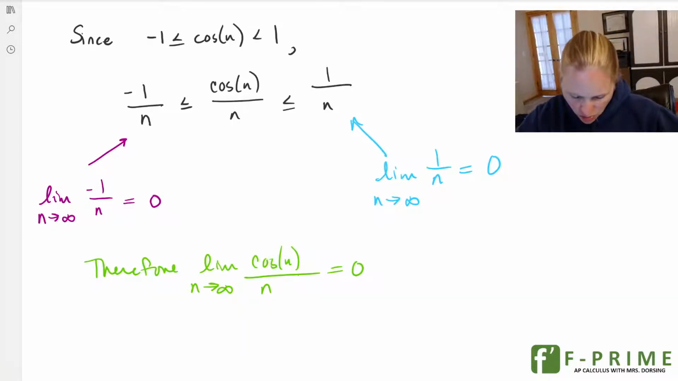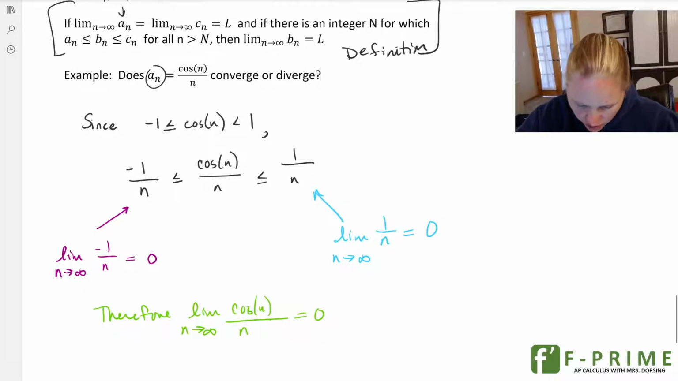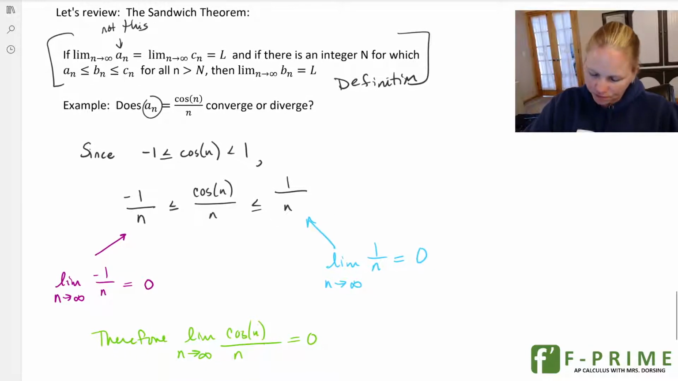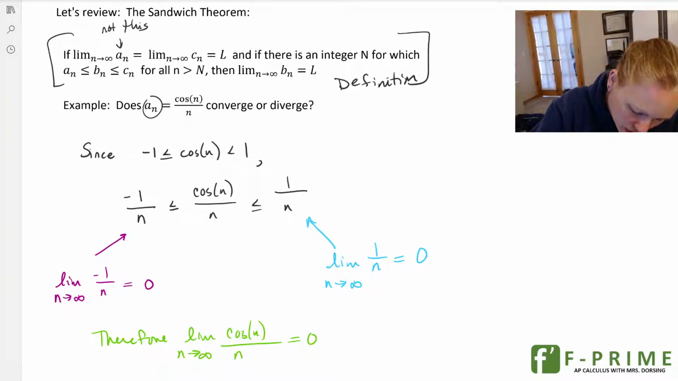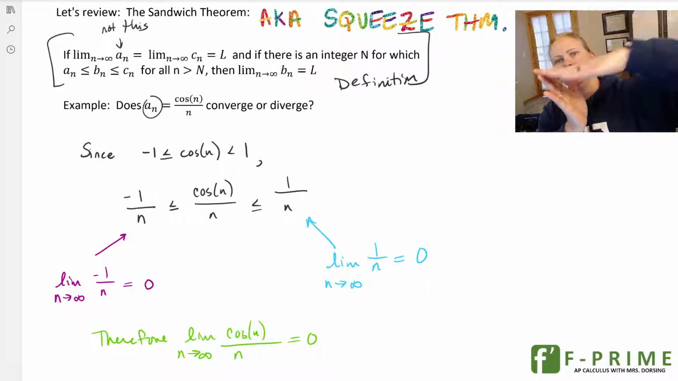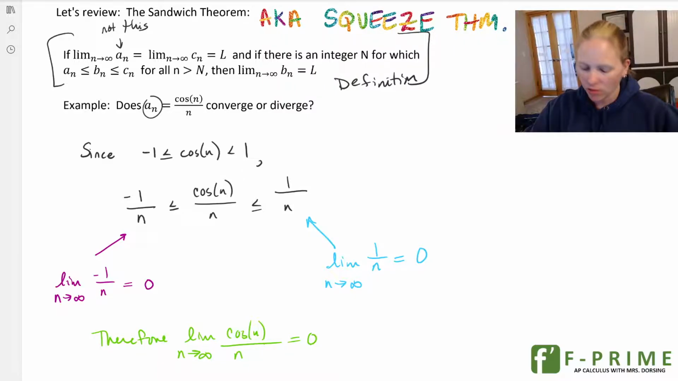Ta-da! That's really what we use. That's the Sandwich Theorem. We have to be a little more creative about picking functions that are the bread, the outer pieces. And it really works best when you know you have a function that will always oscillate between two values. So hopefully this is a good little overview of the Sandwich Theorem. It's also called the Squeeze Theorem, by the way, because we're squeezing our function's limit down to 0 in this case.